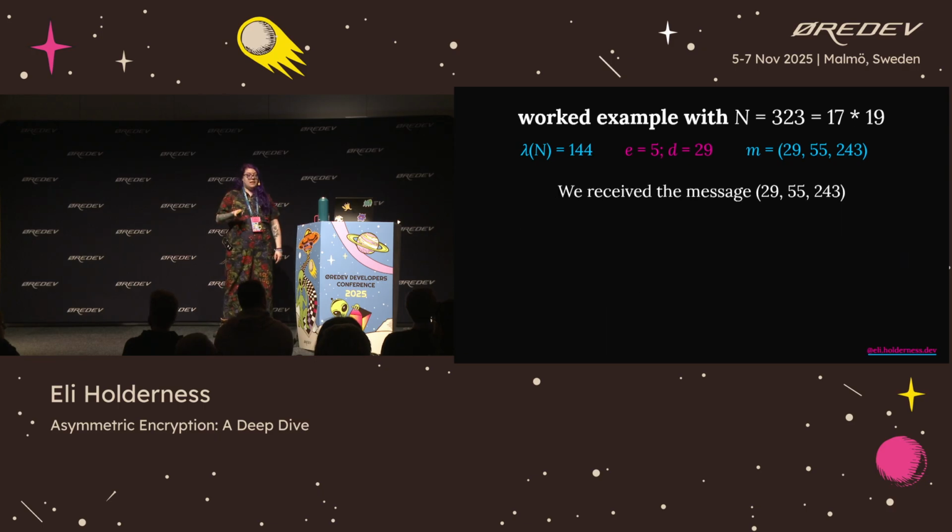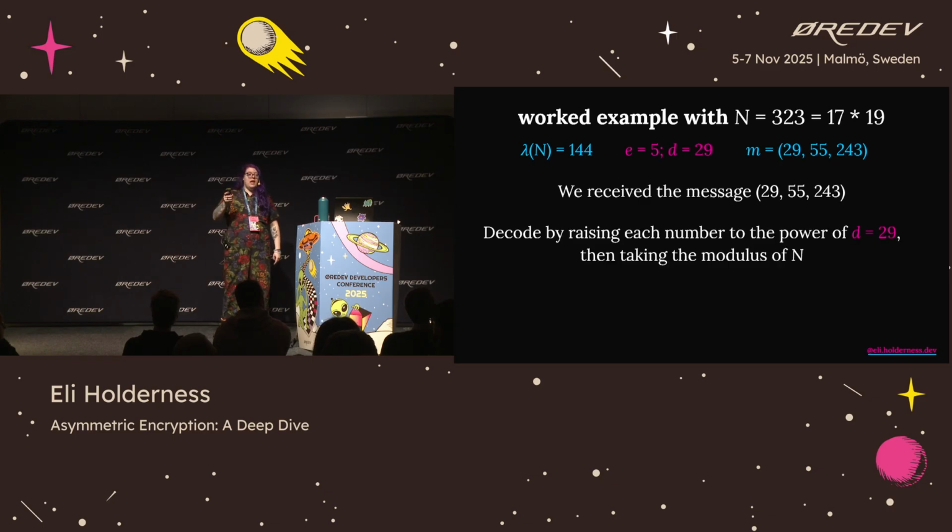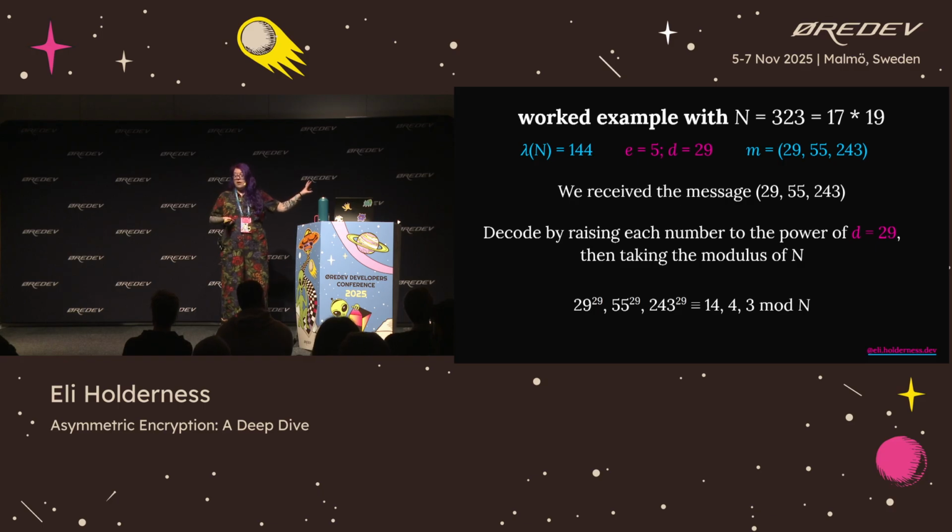We have received this message, which is their original message raised to the power of E, mod 323. And then what we do is we raise it to the power of our private key, 29. And then we take the modulus of n again. So it's exactly the same thing, but we're using our private key and they were using our public key. And we get back the original thing. I did actually do this in Wolfram Alpha. Don't try and raise 243 to the power of 29 by hand. You run out of paper very quickly.